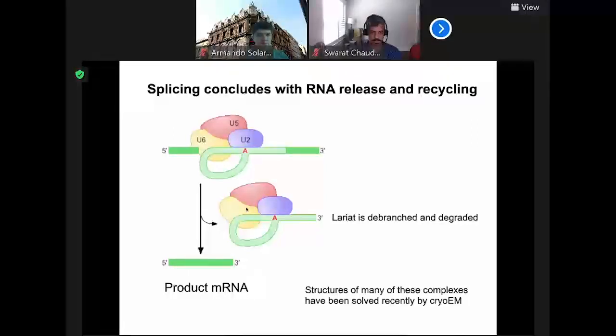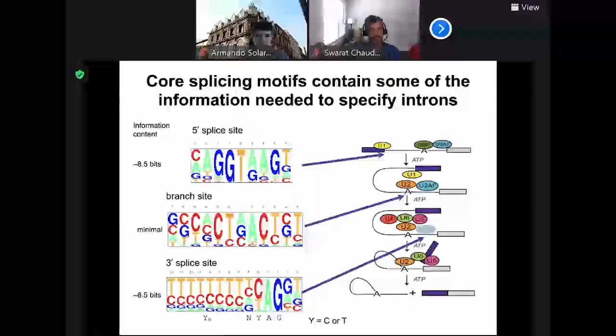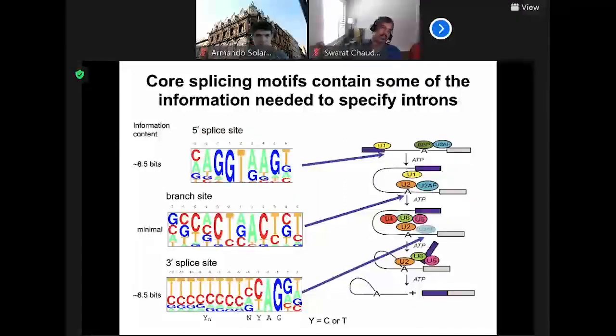Recently, with advances in cryo-EM, we actually have structures of a number of these components, the SNRPs, and even whole spliceosomes, which is one type of data that could be brought to bear in this project. Okay, so where is the information for splicing?